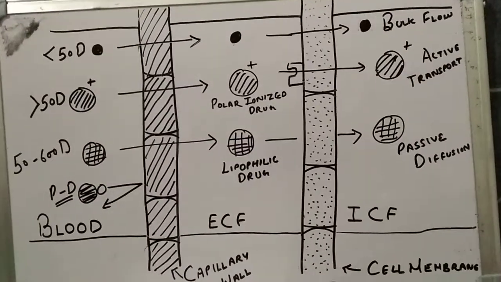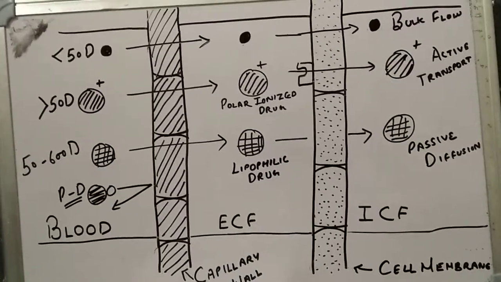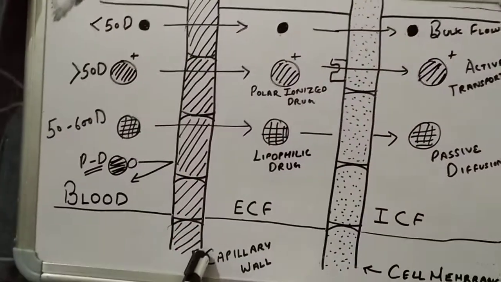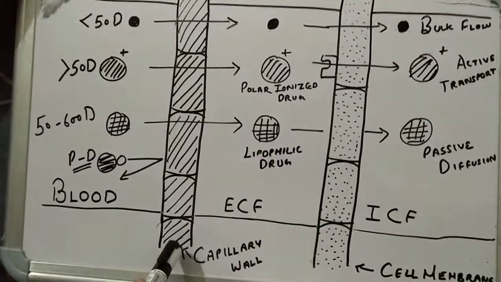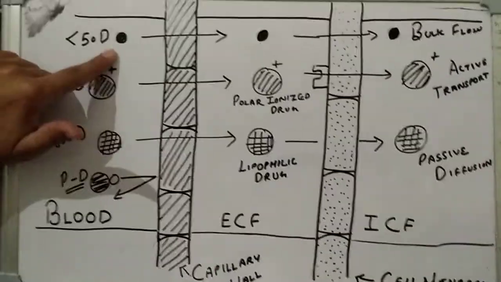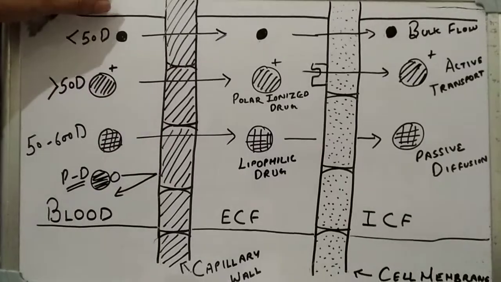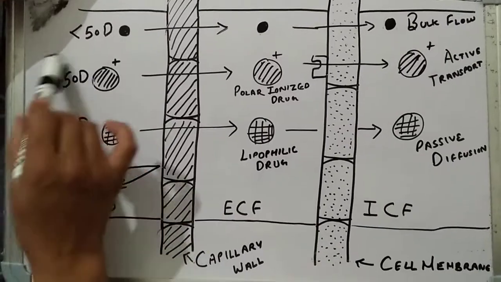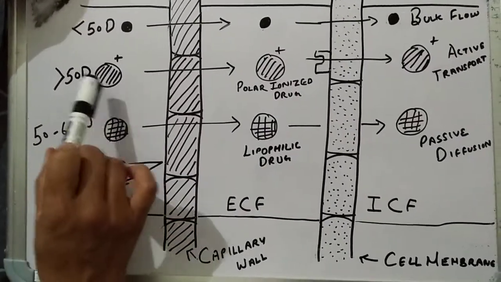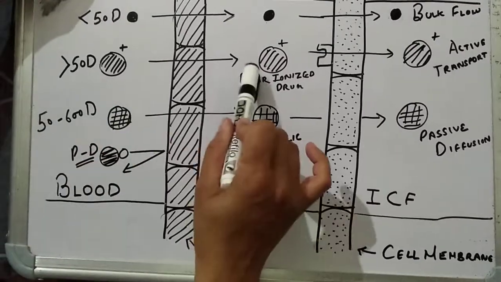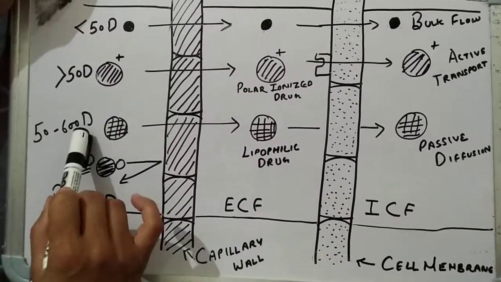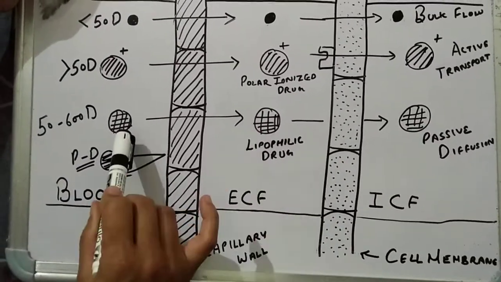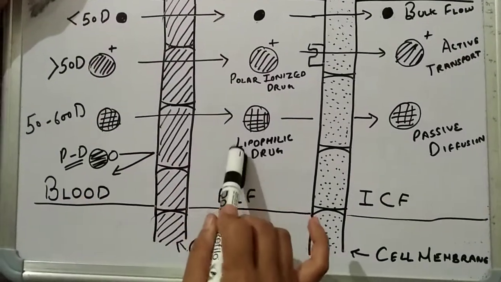This diagram shows how simple barriers can act as barriers for drug distribution. This is cell membrane and this is capillary wall which is surrounding the blood vessels. Now what happens? The drugs which are having molecular weight below 50 Dalton can easily cross the capillary wall. However, the drugs with higher molecular weight greater than 50 Dalton and of polar nature can also easily cross the membrane. 50 to 60 Dalton molecular weight drugs can also cross the capillary membrane, but the condition is that they should always be of lipophilic nature.